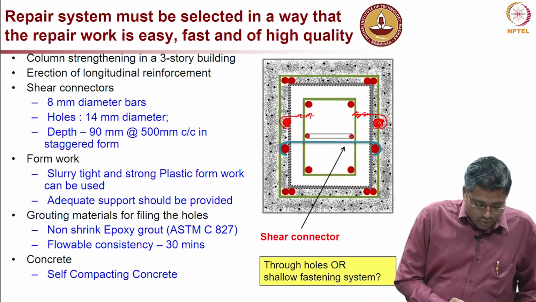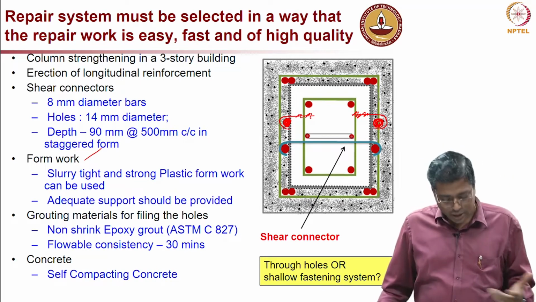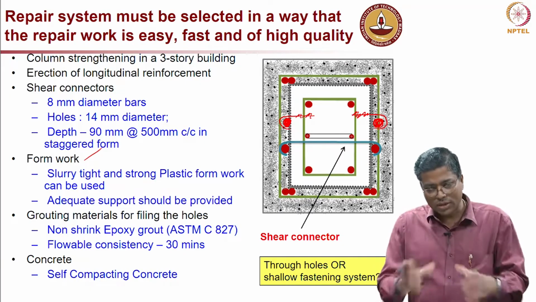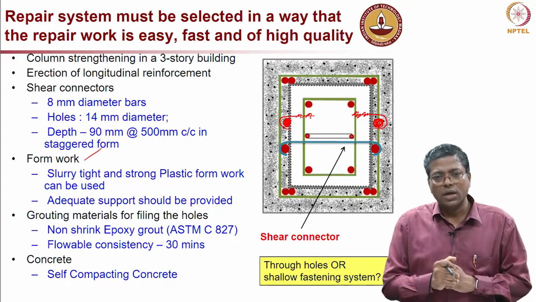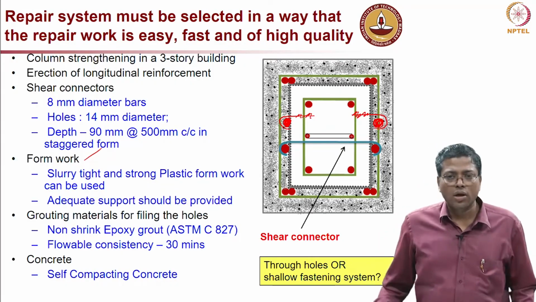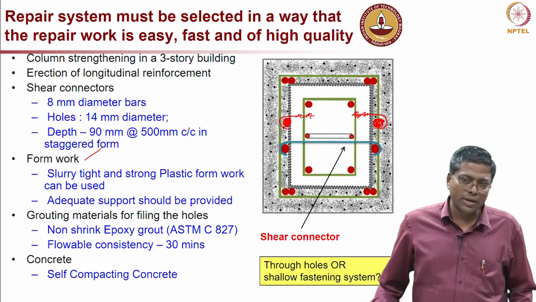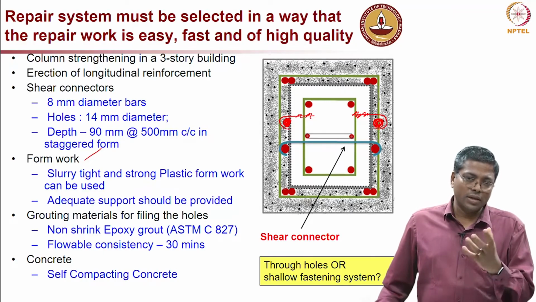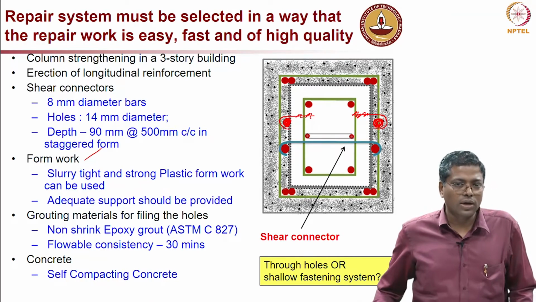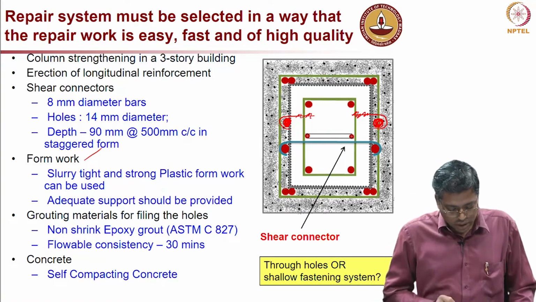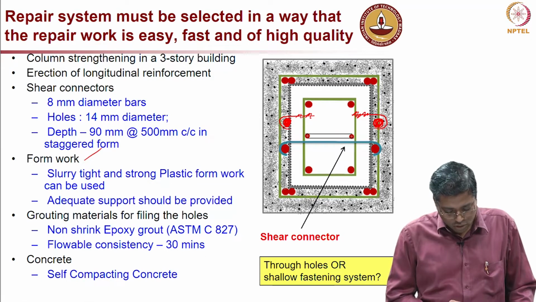Now, formwork should be slurry tight, there should be no leakage. Why this is very important for columns is, we have usually seen that it leaks out through these narrow joints, and columns are very long elements. So, the gap between the different parts of the formwork will just leak out, and wherever it is leaking, the chance of poor quality concrete is high, because the cement paste is leaking out, and then you might have honeycombs also. Now, adequate support should be provided, and grouting materials for filling the holes.